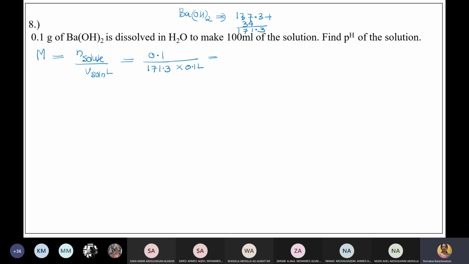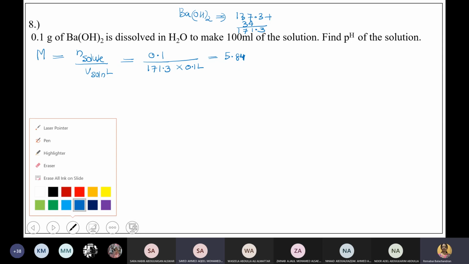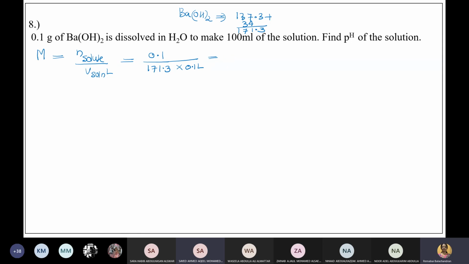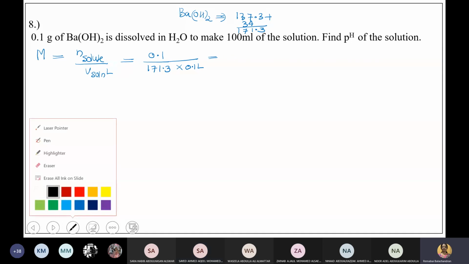Okay, tell me the answer. It's 5.84 into 10 to the power negative 3. After that, what's the next number? When you find a molarity, take all the digits. Don't apply significant figures in the first step, 5.837. Don't round in the first step. Rounding can be done in the last step if you want.